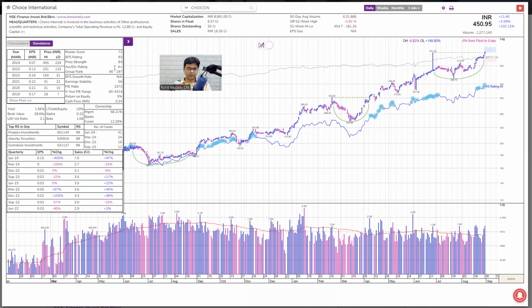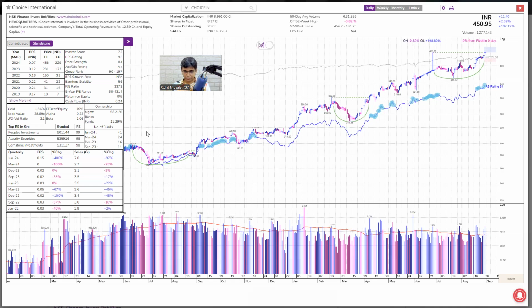Now I come to here. I don't even look at the basic information. I directly come here and look at the master score. Master score is basically a score given by MarketSmith to a stock based on various technical and fundamental factors. Now, we'll not get into the details of how that number is calculated. I personally don't know and I don't care.